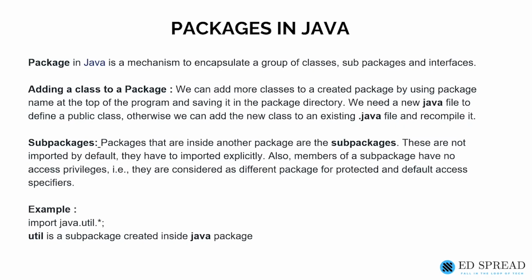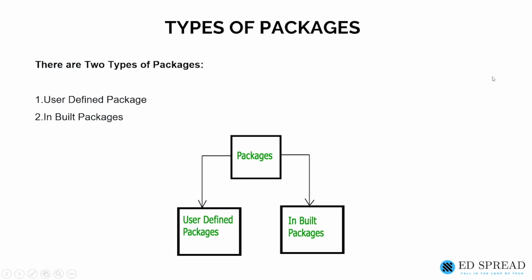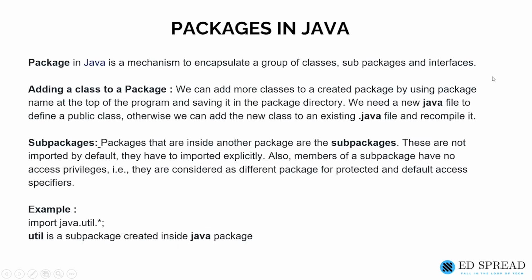Alright, guys. So let us see first of all what is a package in Java. A package in Java is a mechanism to encapsulate a group of classes, sub packages, and interfaces. Basically, a package is just a collection of Java classes, guys. So this line says nothing but a group of classes, a group of subpackages, or a group of interfaces. It doesn't matter whether it is an interface or a class. It is nothing but a group of things. That is known as a package.